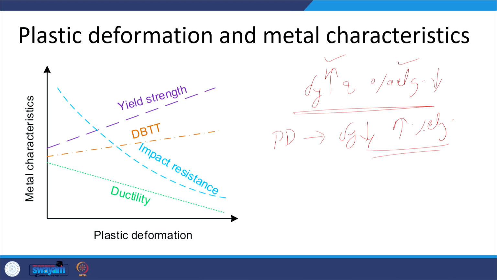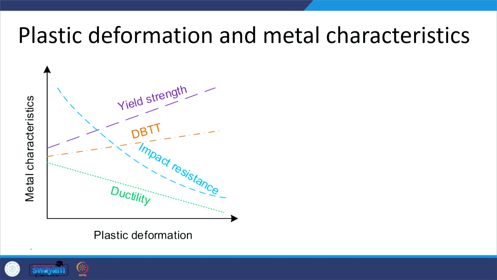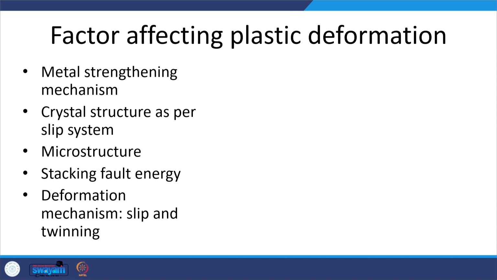So, this is about the effect of plastic deformation, the change in mechanical properties, and the way it will be affecting the material processing by the deformation based approach. This is another aspect where we will try to see what the various metal related aspects are that affect plastic deformation, or ease of plastic deformation.